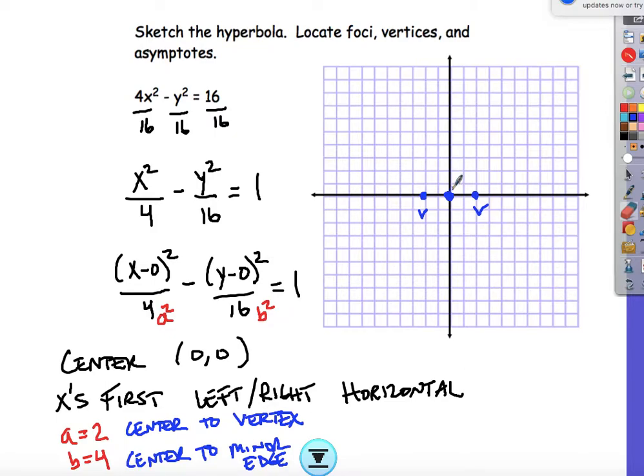So from the center, I would go up 1, 2, 3, 4, and I would go down 1, 2, 3, 4. And now I'm going to make that kind of invisible box, sort of. And then the asymptotes are going to go diagonally through the corners of the box and through the center. I can draw in my parabolas. Start at the vertex, get them really close to the asymptotes.